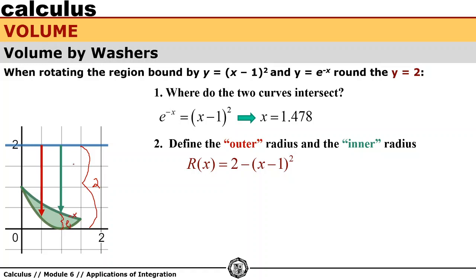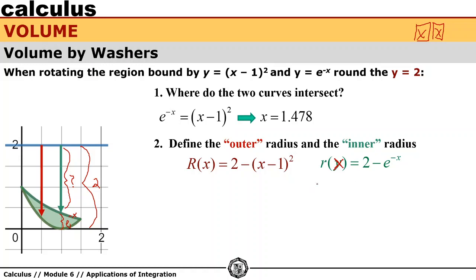So to figure out what this leftover distance is, you just need to do 2 minus e to the negative x, and that's going to give you your inner radius with respect to x, and that should be an x there. So copy and paste fail. Ooh, strike 2. All right, so now we know r of x is going to be 2 minus e to the negative x.